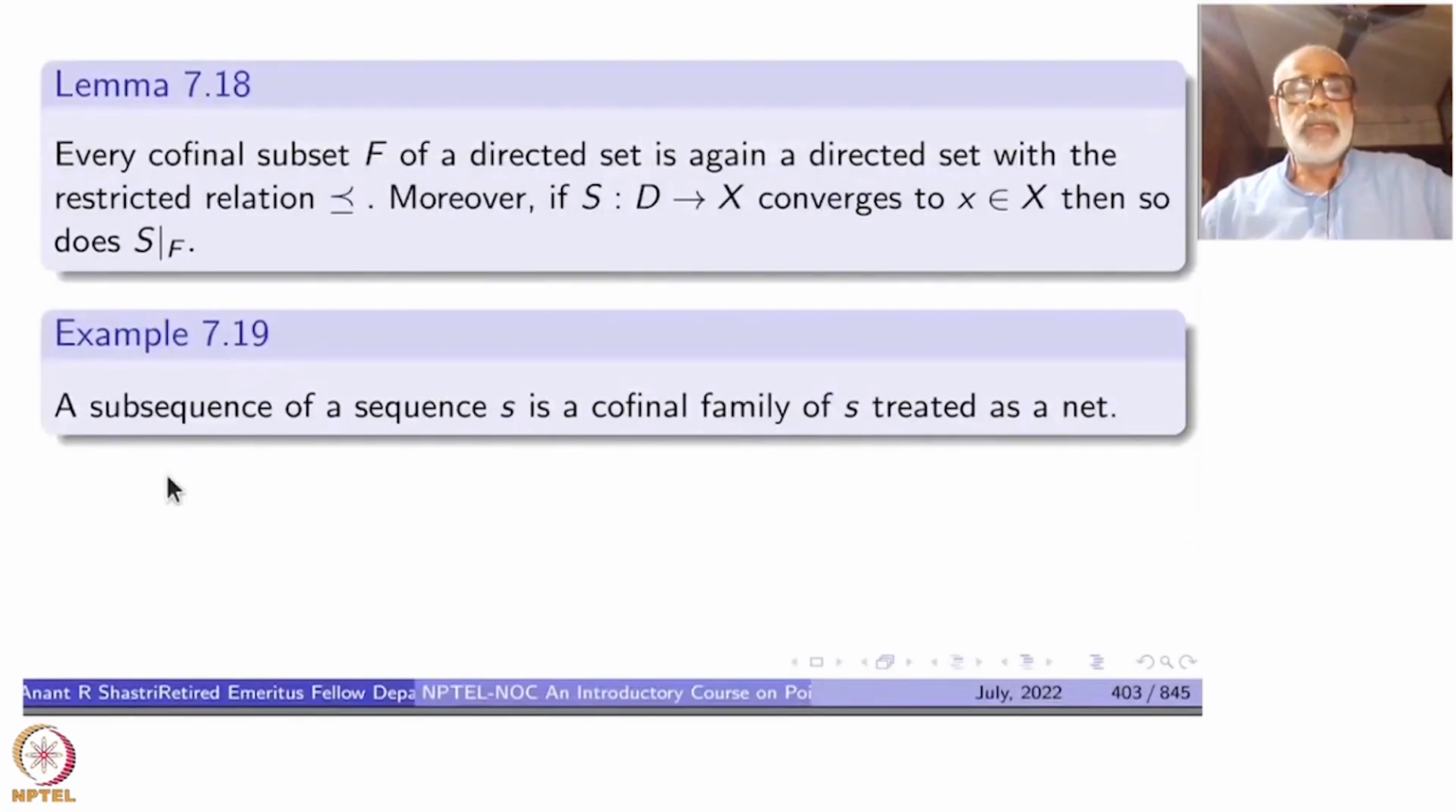That's the whole idea. A subsequence of a sequence is a cofinal family, treated as a net, where the sequence itself is thought of as a net. That's all. So you take the net, then a subsequence will be a cofinal family in this sense. The word cofinal is used even within sequences anyway.